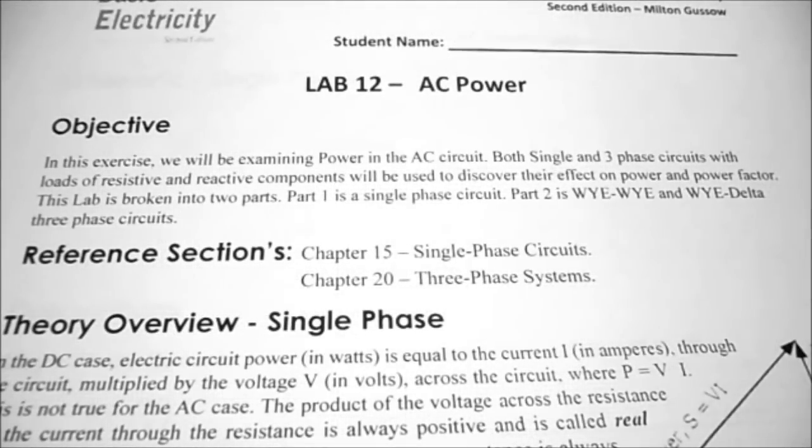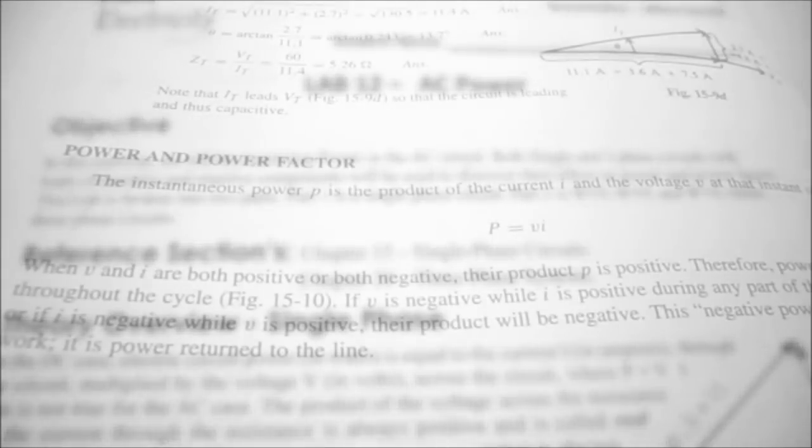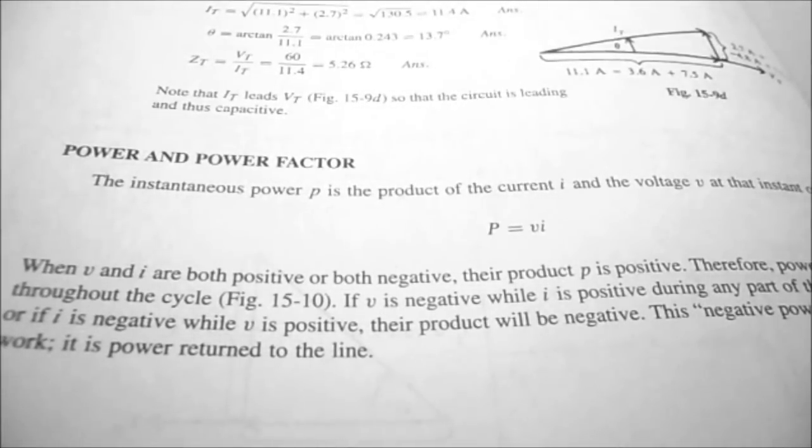The reference sections refer to Schaum's Outlines, Basic Electricity, 2nd edition. Chapter 15 is on single-phase circuits. Chapter 20 is on three-phase systems. So in single-phase circuits, we're looking at power and power factor.